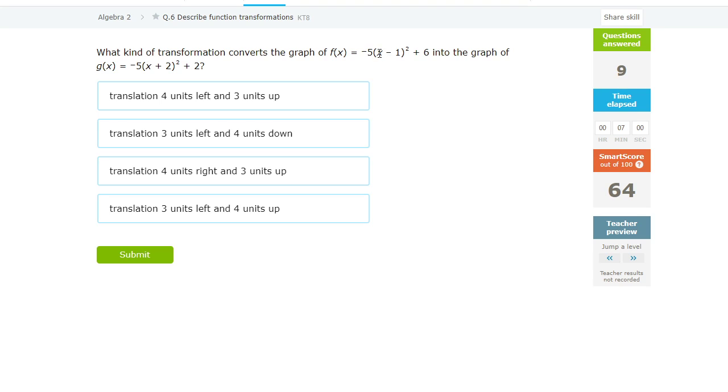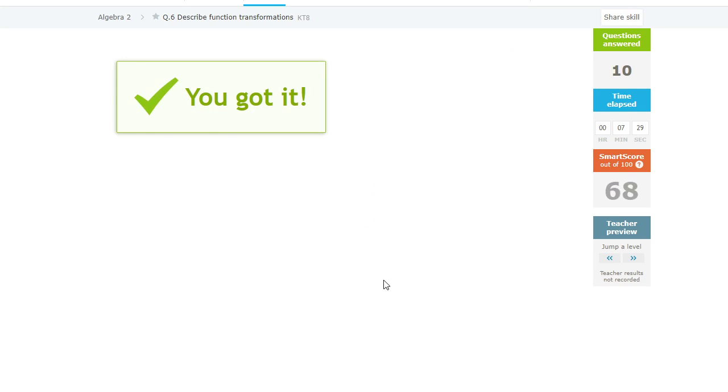Okay, now I have x minus 1 squared. This one becomes x plus 2 squared, so the negative 1 becomes a positive 2. So I'm going to have to add 3 on the inside. If I add 3 on the inside, that's 3 units left. So it's the second or third answer so far. Then I have a positive 6, that becomes a positive 2. So I'm subtracting 4 on the outside, so down 4. So 3 units left, 4 units down.